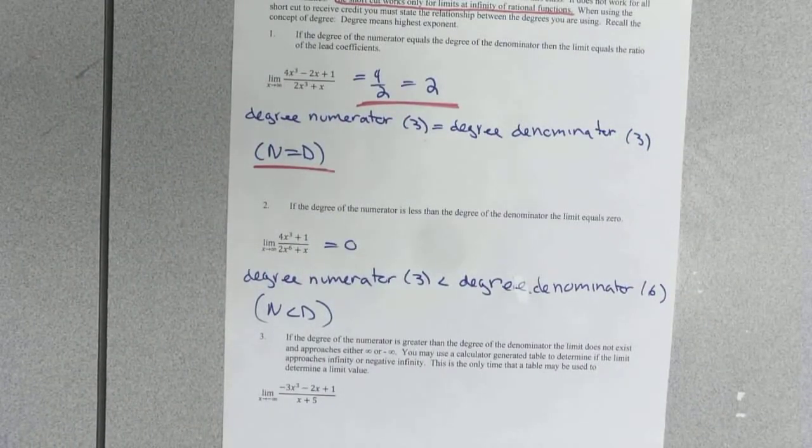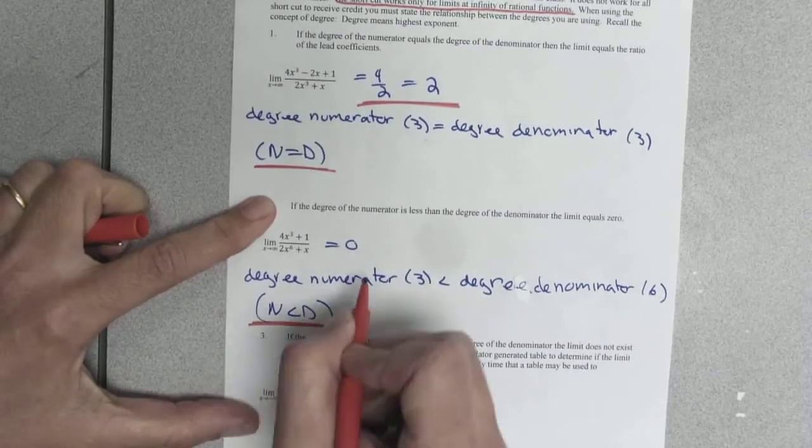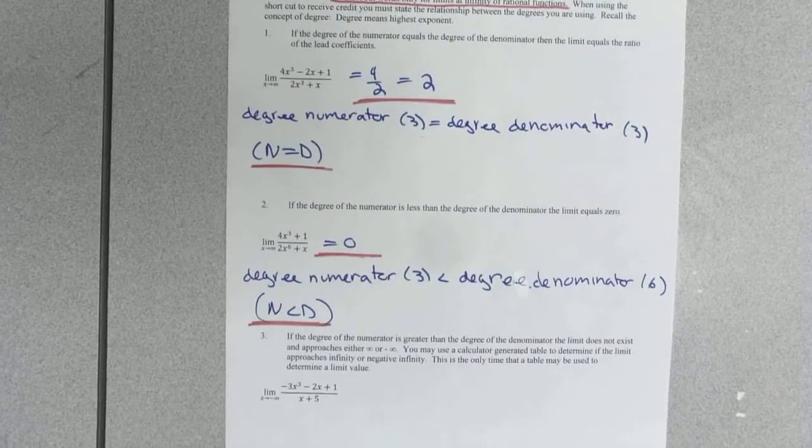Limit as x goes to infinity of a rational function. That's the only time this shortcut applies. X going to infinity or negative infinity, rational function. But once you note that the shortcut applies, that's all you have to write.